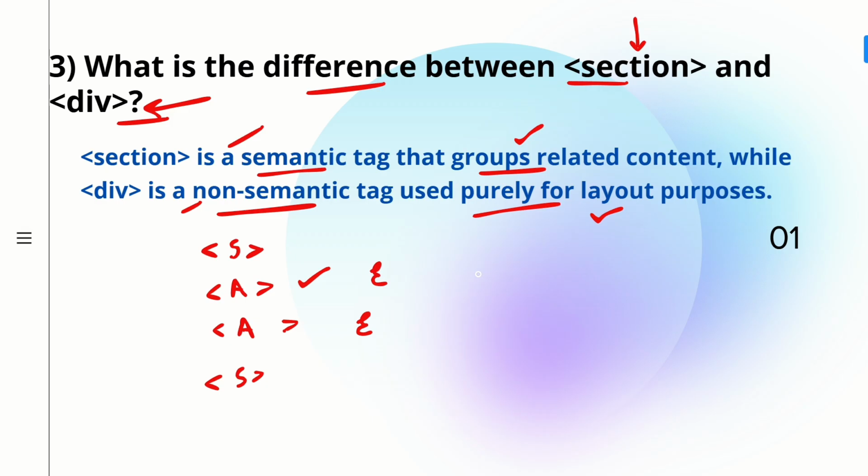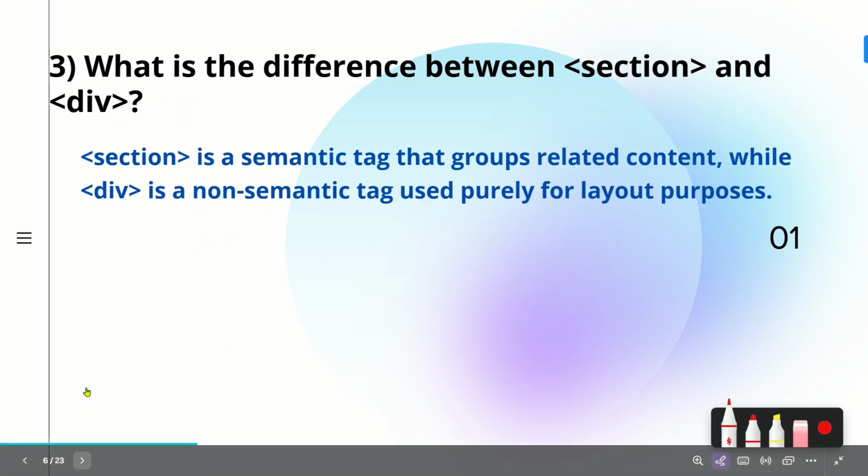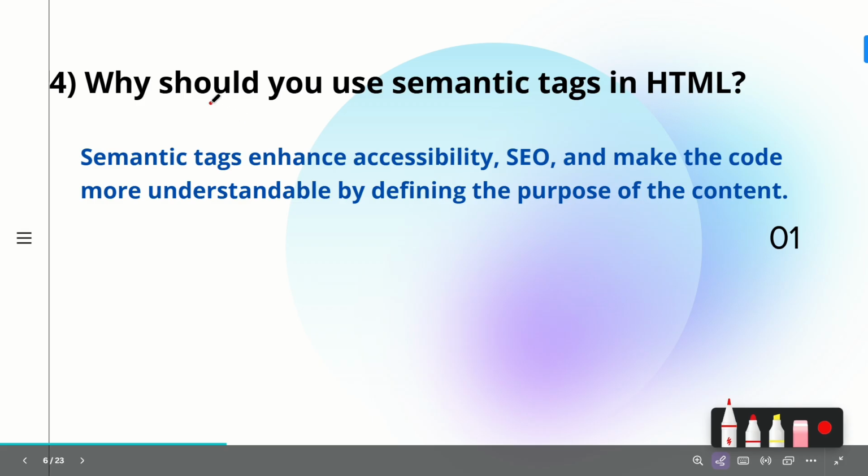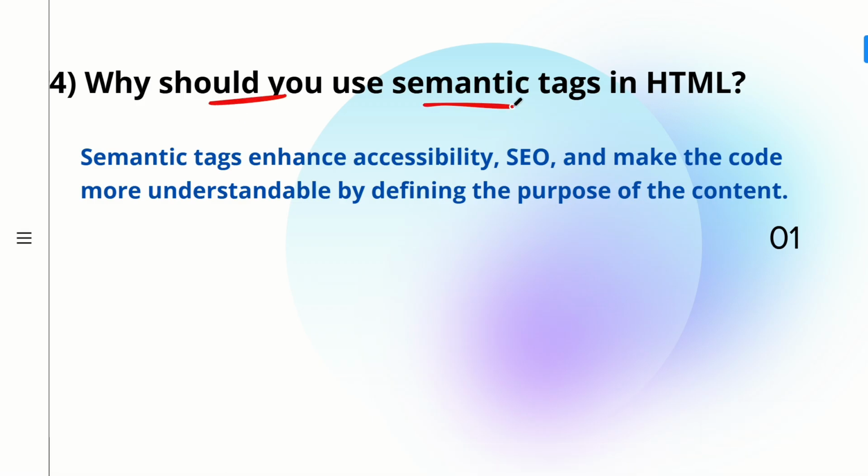We have a sports section, we have an international news section, a national news section, and then we have an entertainment section. So there are multiple sections, and the section tag is used to group the related content. This is how you can differentiate between section and div. Now we will see the fourth question. The fourth question is, why should we use the semantic tags in HTML?